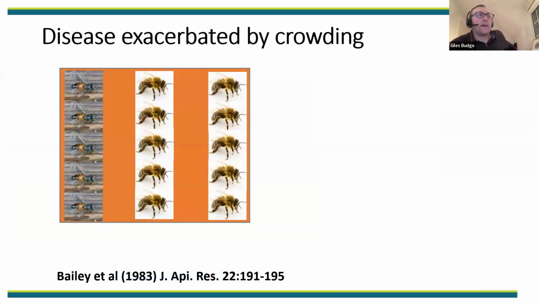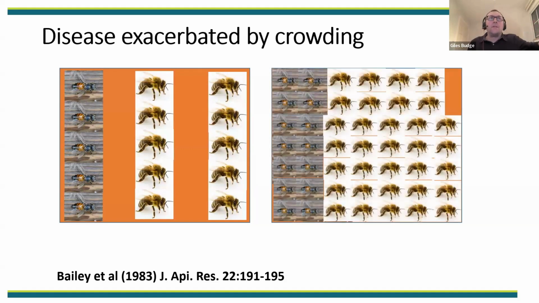This is a paper by Bailey, a fantastic paper from 1983, where he was really interested in trying to better understand whether or not crowding, increasing the density of bees in colonies, might lead to an increase in disease transmission. So he set up some pots with some healthy bees and some diseased bees, and he wanted to see whether the disease would move at different densities. That's the low density on the left and the high density on the right. Same size box, just more bees. So they're more crowded.